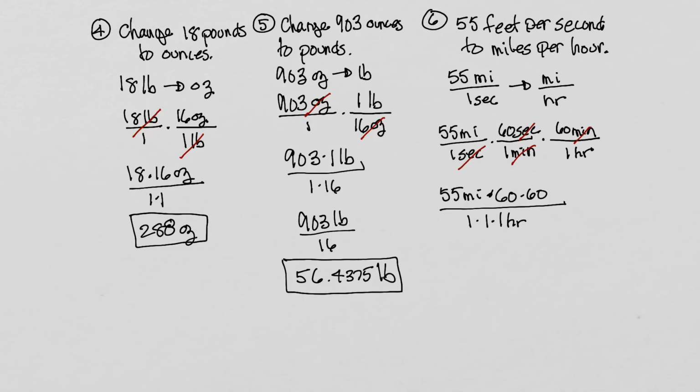So in the top, we're going to multiply our 55 and 60 again, and I just did that on my calculator, and I got 198 and 3 zeros, and we still have the miles left. And in the denominator, we've got 1 times 1 times 1 hour, so I've got 1 hour down here. But the way I'm going to write it is this: 198,000 miles per hour.